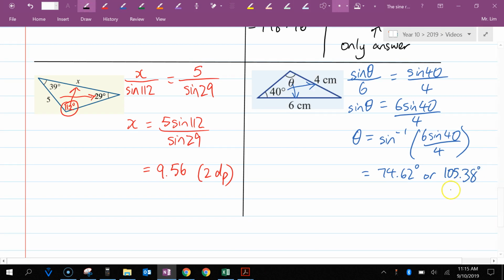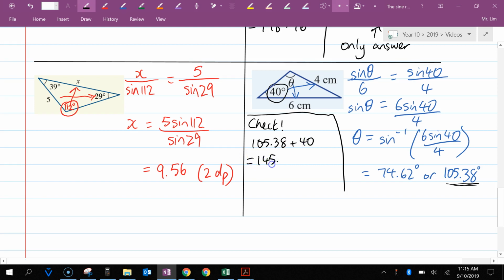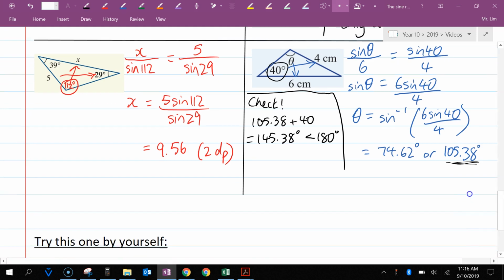Let's just double check to see whether this is a possible answer or not. So I'm going to check 105.38 plus the 40 that's given to us in the question gives us 145.38 degrees. Because this is less than 180 degrees, this is possible. So we're going to leave this as our two possible answers: 74.62 or 105.38 degrees.